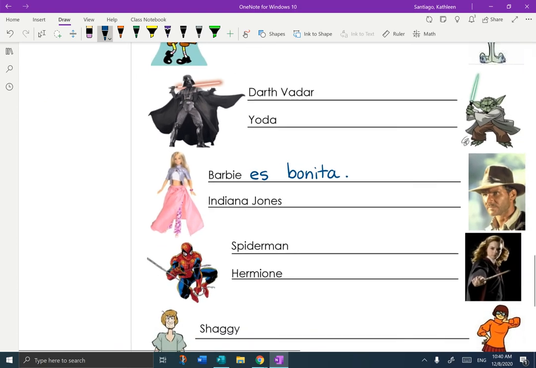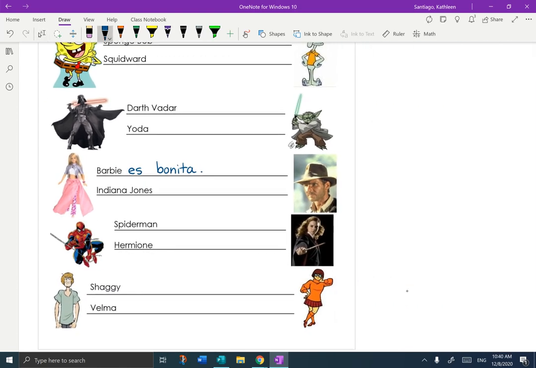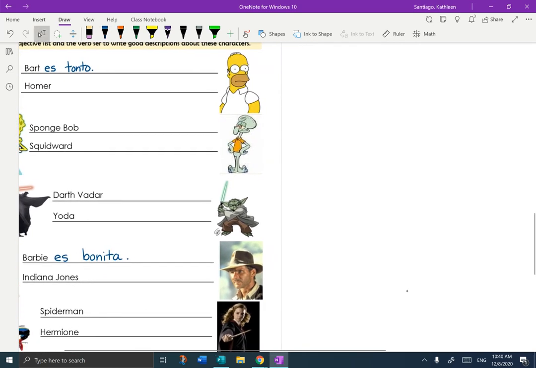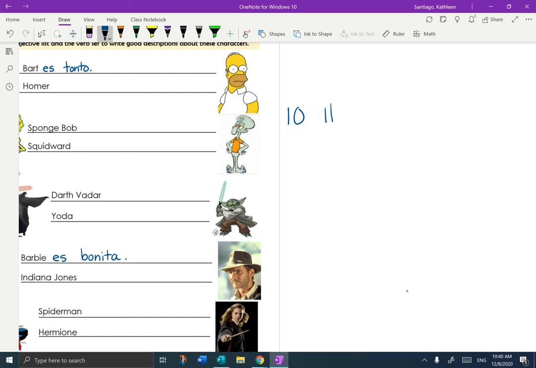So I've done one boy and one girl to get you started. So you have 1, 2, 3, 4, 5, 6, 7, 8, 9, 10. So you have 10 to finish for homework. Okay, our goal that we're working towards is to be able to talk about yourself and others, physical and personality descriptions. Okay, gracias.